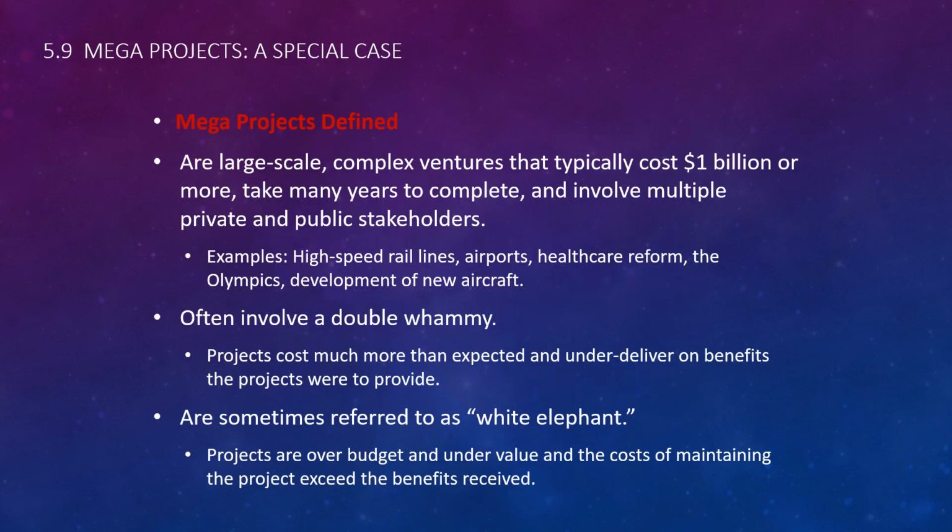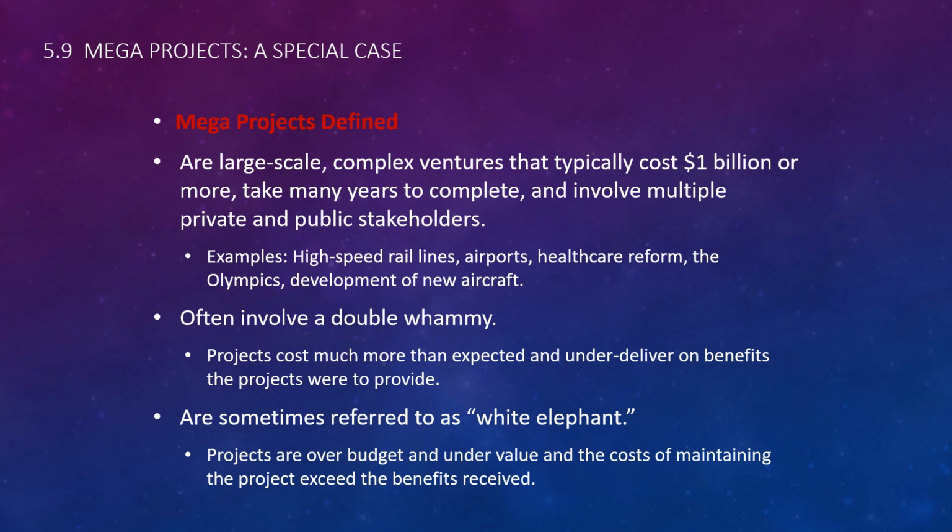Mega projects can often be very different because they can end up over cost and over time. They're so big that they're just hard to handle. It's a large team involved in many departments, and the control just maybe isn't there. So here we're talking high-speed rail lines, airports, healthcare reform, the Olympics, developing a new aircraft. I know aircraft are expensive because I've been there.